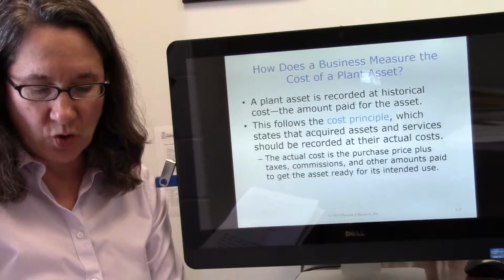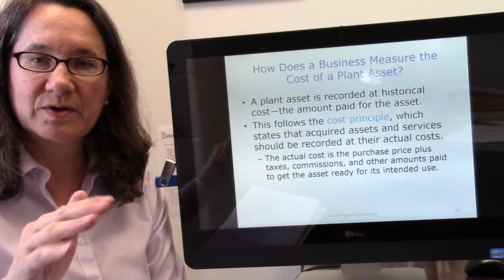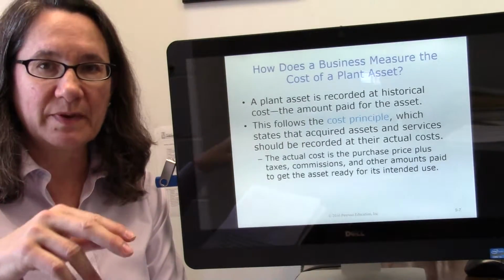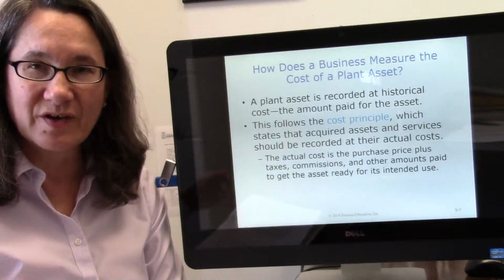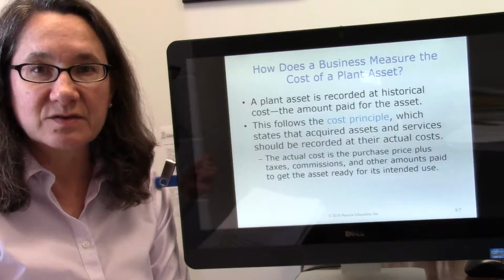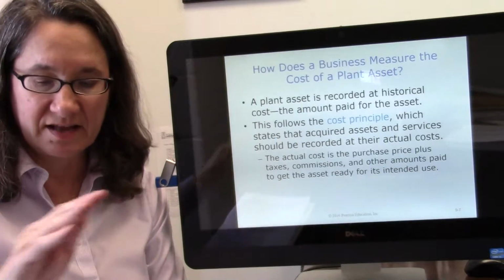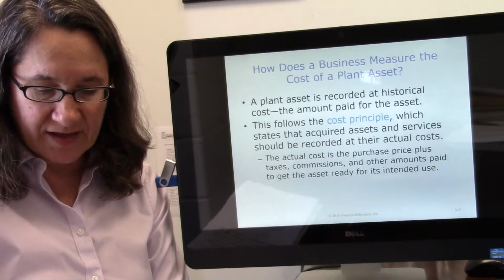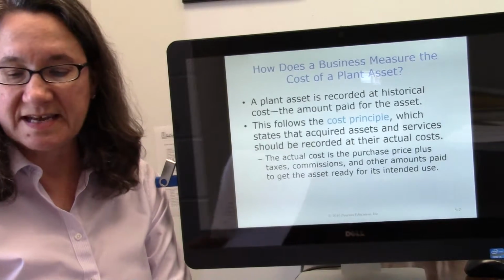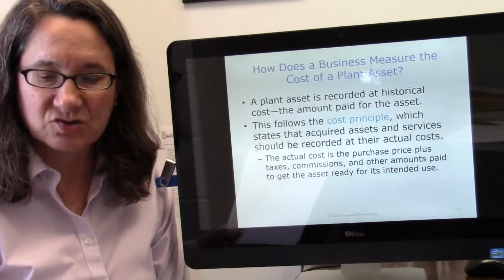Plant assets are recorded at historical cost, right? So when you put it on the books, it's what you spent for it, and that cost doesn't go up and down over the life of the asset. Even though we know in real life the cost of things go up and down. Real estate values change, so yes, they go up and down, but we just put it on the books at historical cost and leave it there. The amount paid for the asset is the historical cost. This follows the cost principle, which states that acquired assets and services should be recorded at their actual cost.